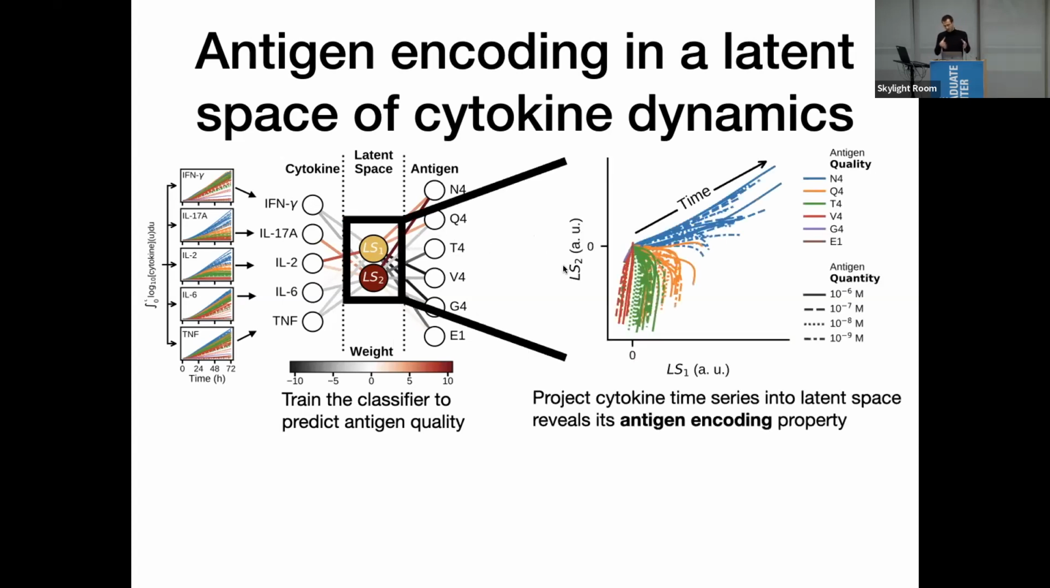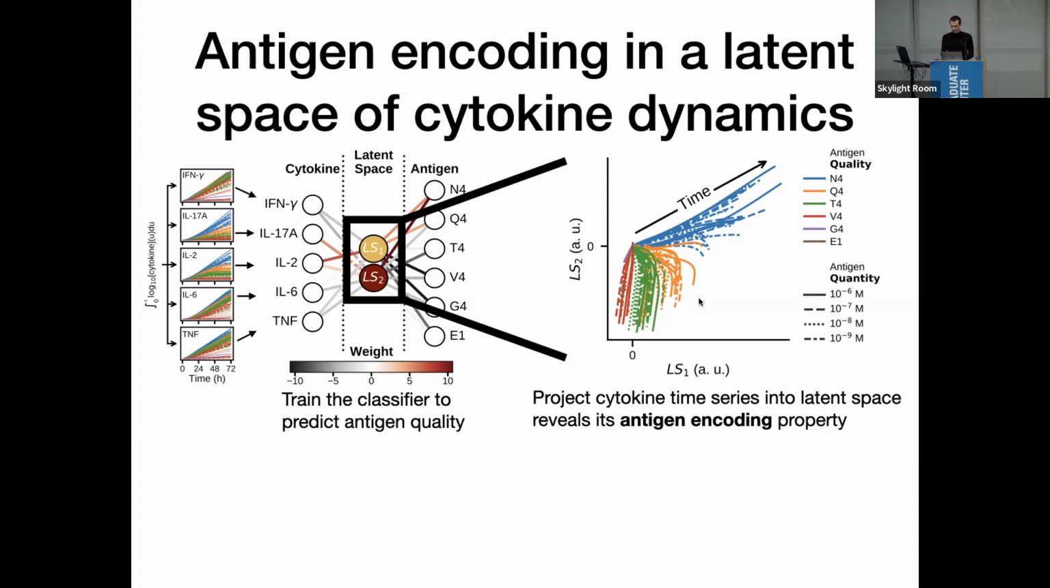And when you take many cytokine time series and project them into the latent space, you see this very striking structure where cytokine time series coming from different antigens, denoted by the different colors again, end up in very different regions of the latent space. And the curves have a pretty simple shape, as I will show later. But this was really striking that there's apparently a lot of information about antigen quality in that latent space. So we call this property antigen encoding, meaning antigens are encoded into the cytokine concentrations.